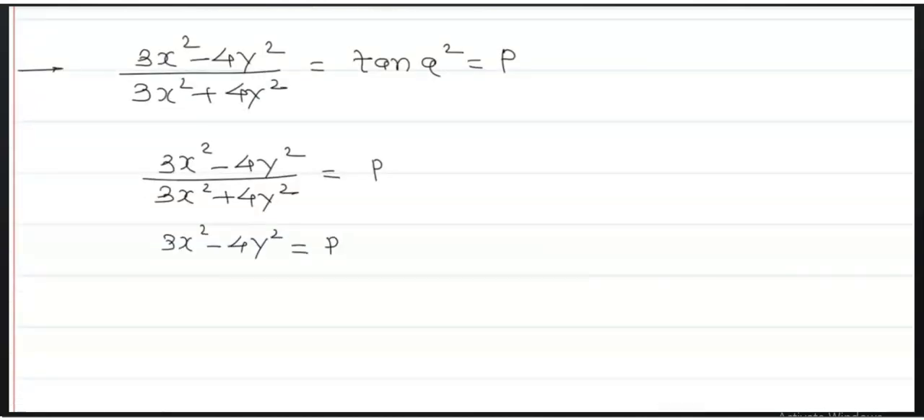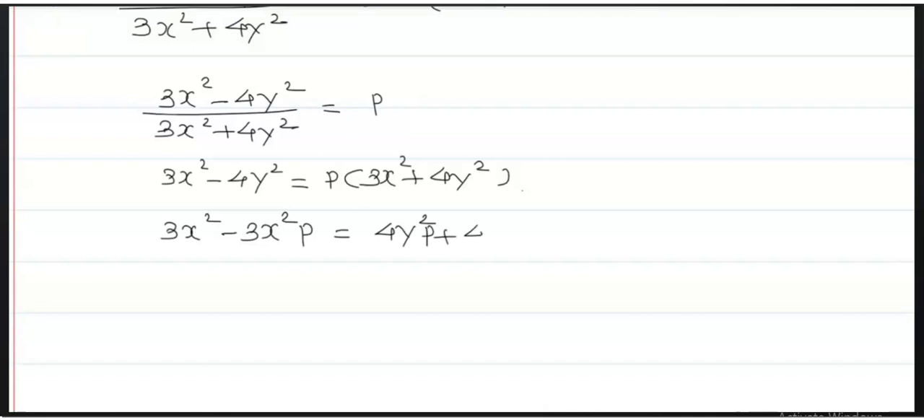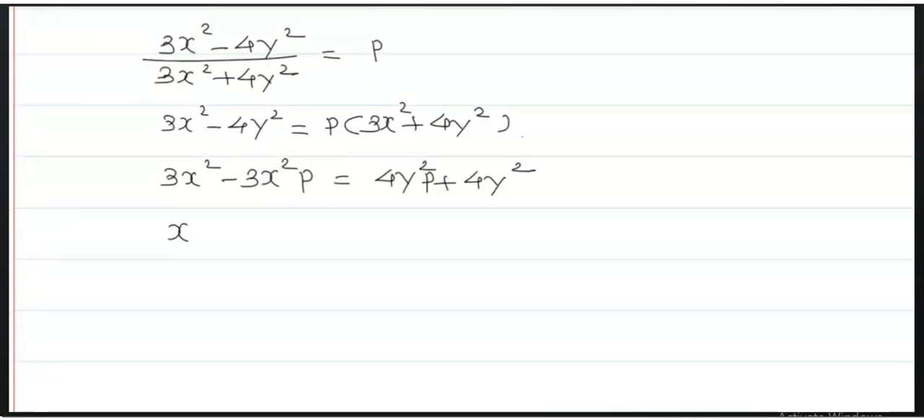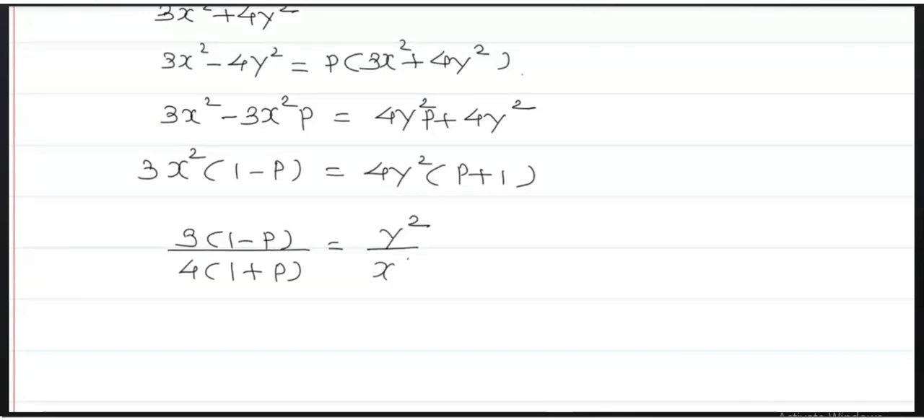Cross multiplication: 3x square minus 4y square is equal to p in bracket 3x square plus 4y square, that is 3x square minus 3x square into p is equal to 4y square p plus 4y square. Take 3x square as common on one side and 4y square as common on the other side. Then that is 3 in bracket 1 minus p upon 4 in bracket 1 plus p, that is y square upon x square.